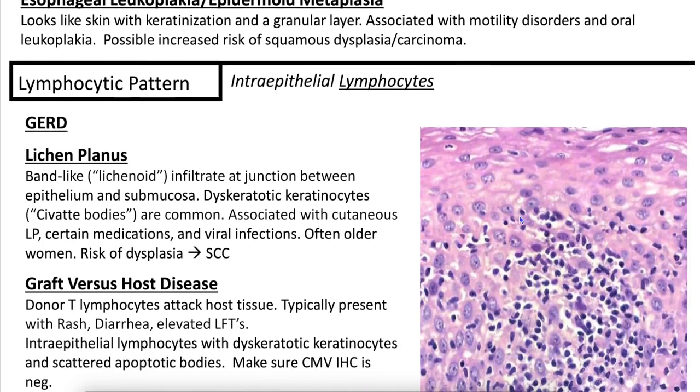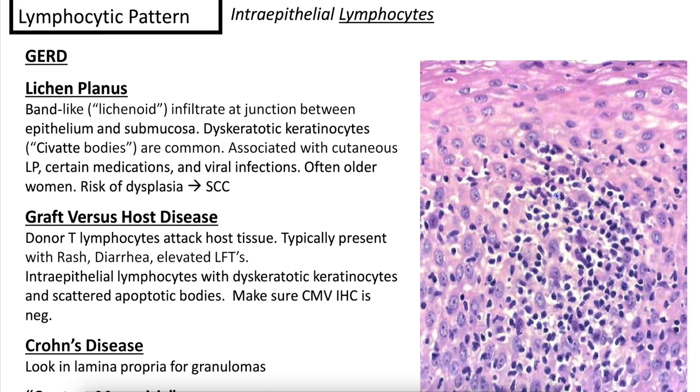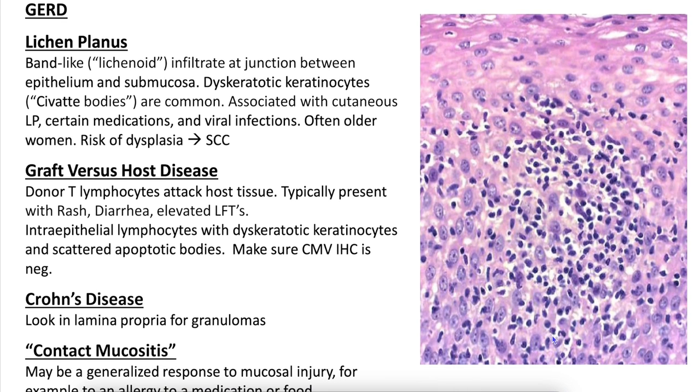carcinoma. Your lymphocytic pattern is when you have these intraepithelial lymphocytes. You can see this in GERD. You can see this in lichen planus. Usually we associate this with skin, but it can also happen in the mucosa, where you'll have lichenoid, which basically means band-like infiltrate at the junction between the epithelium and submucosa.